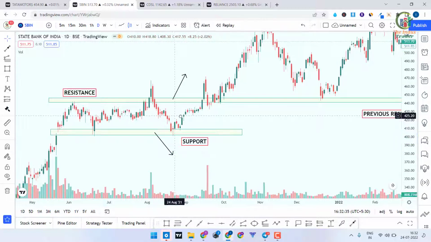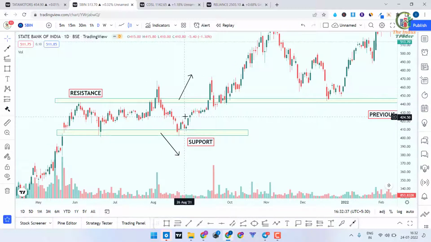So now what is a fake breakout? If this range breaks and again comes back into this range, we usually call this a fake breakout. So how many types of fake breakouts do we have? Why do these fake breakouts happen? Because of traps. We have two types of traps. The first one is the bull trap and the second one is the bear trap.